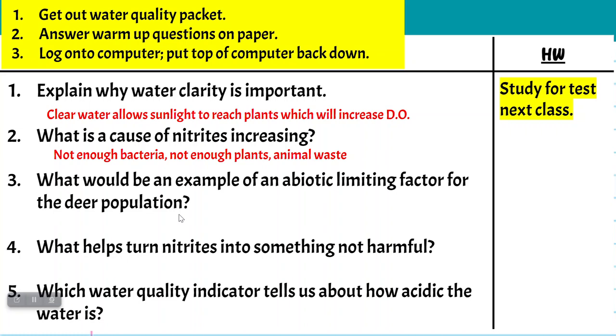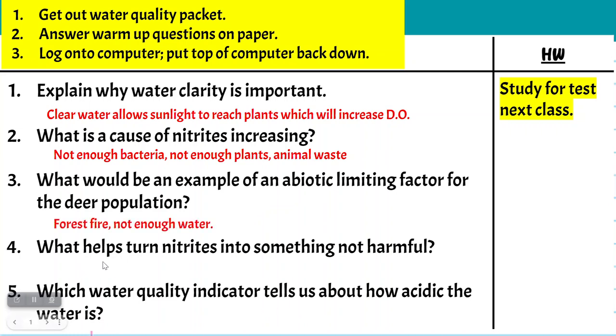If we think about a deer population, what could be an example of an abiotic limiting factor for a deer population? Remember, abiotic means it's not living. So a limiting factor that is abiotic might be if we had forest fires or if we didn't have enough water.